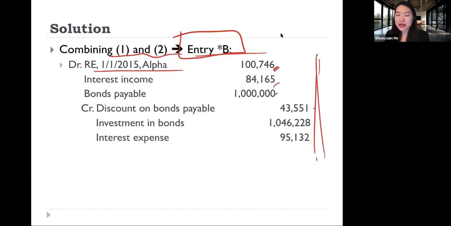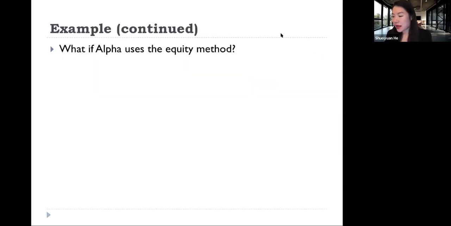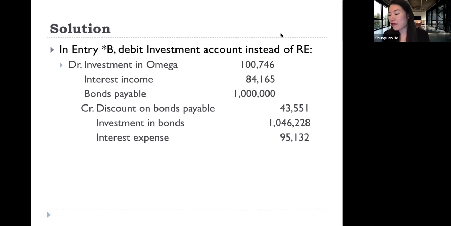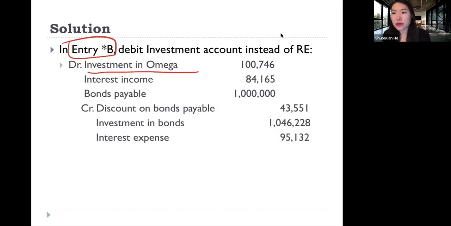So this is another way of understanding this journal entry. And then just a very quick mention: what we did just now is when Alpha is using the initial value method. What if Alpha is using the equity method? If Alpha has been using the equity method, for the star B entry, instead of debiting retained earnings at the beginning of the year for Alpha, we debit the investment in Omega account instead.